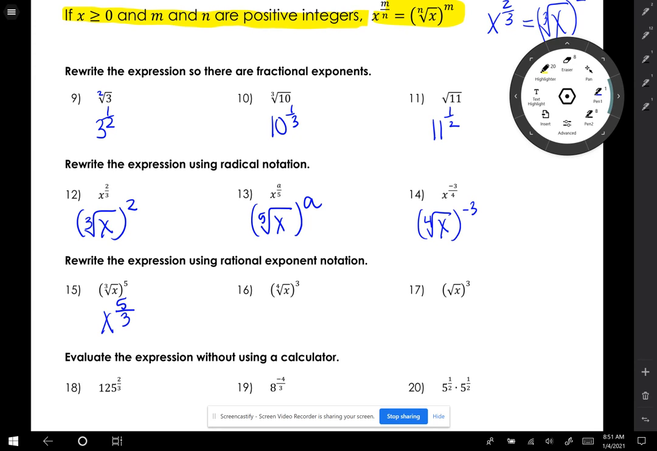For number 16, we have the 4th root of x to the 3rd power. So for the 4th root of x to the 3rd power, we would rewrite this as x to the 3 on top, and since it's the 4th root, 4 is on the bottom of our fraction. For number 17, it's the square root of x cubed. So this would be x to the 3 over 2.